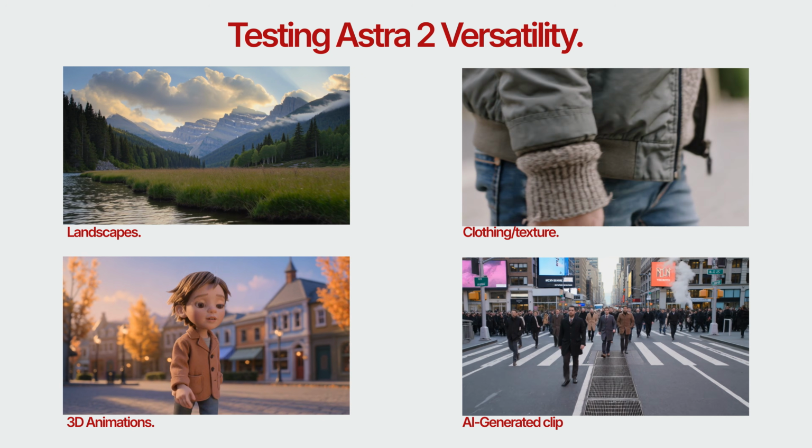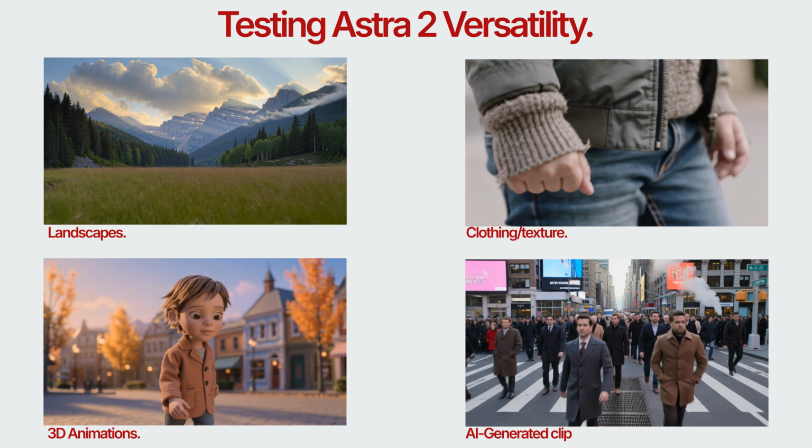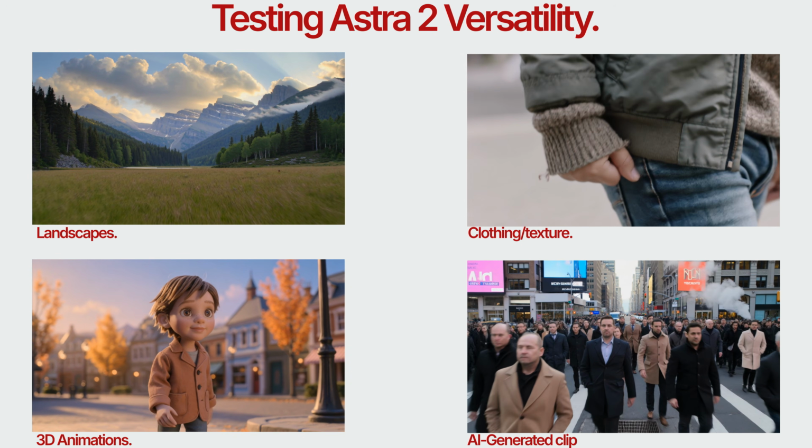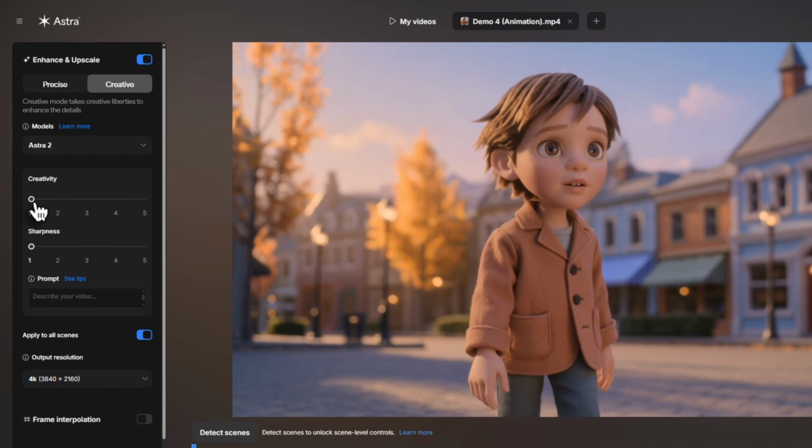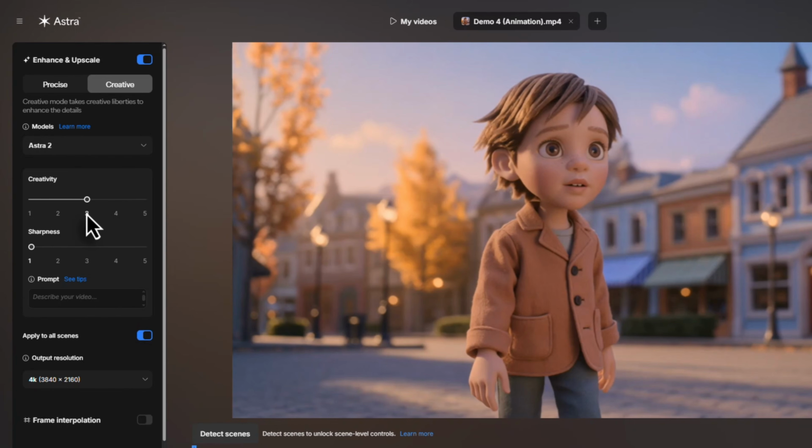Now let's test Astra 2 in a different scenario and find the best settings for different types of footage. I'll upload an animated clip and once again select the Astra 2 model. This time, I'll set the creative strength to 3 and the sharpness to 4.